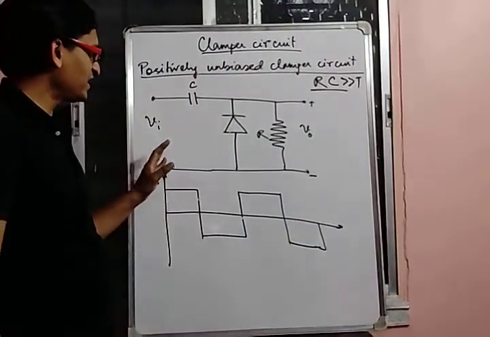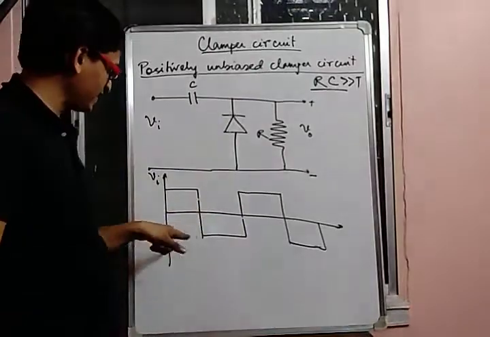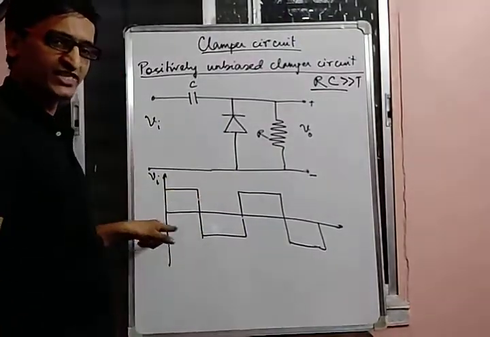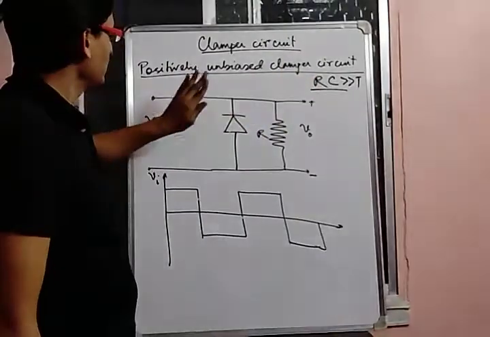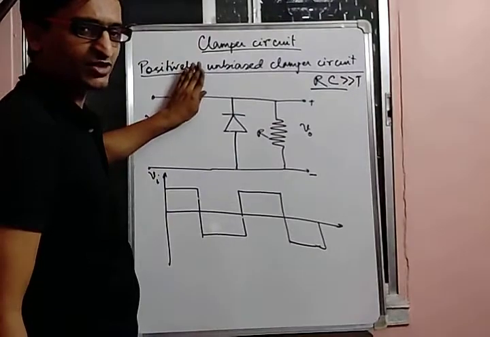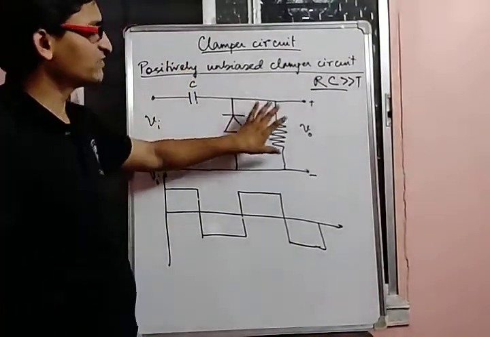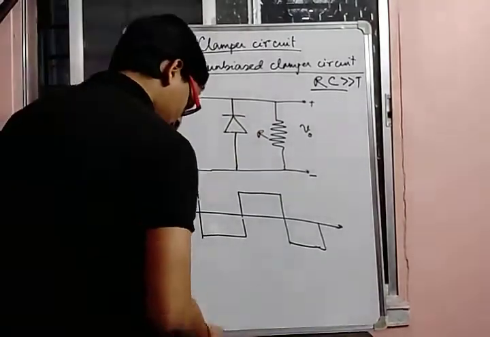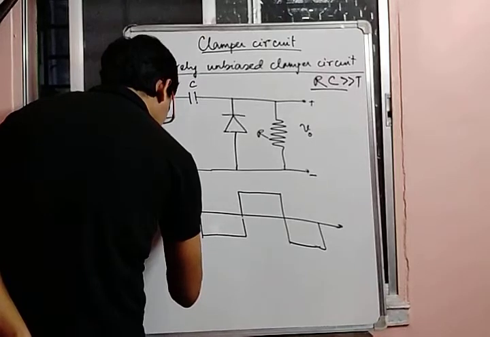Since RC is very much greater than T, your capacitor will not get charged up. As a result, the output voltage you will be getting is the same as your input voltage. Since the time constant is very much greater, it will not get charged up, and the voltage across the capacitor will be very small. So the entire input voltage will appear across the output. That means the output voltage will vary the same as your input voltage.